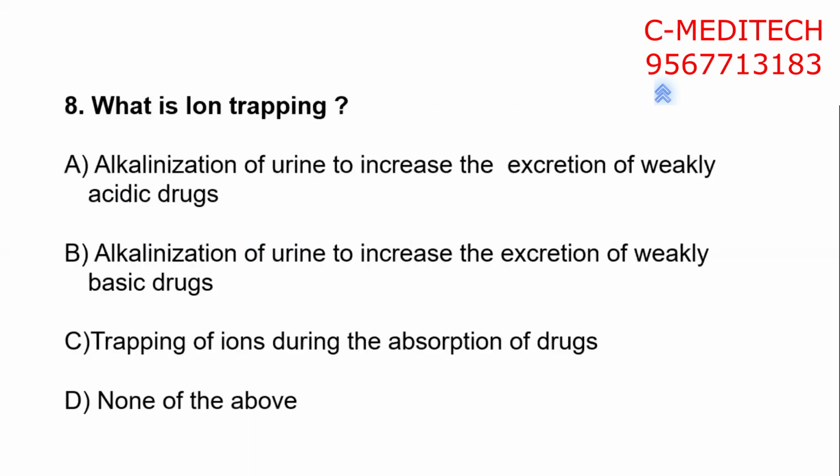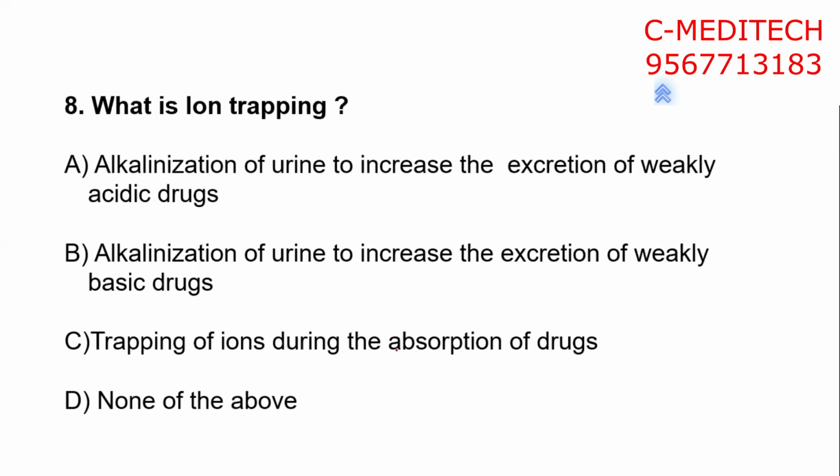So now coming to the next question, that is question number 8. What is ion trapping? So let's see the options one by one. We have option A, alkalization of urine to increase the excretion of weakly acidic drugs. Option B, alkalization of urine to increase the excretion of weakly basic drugs. We know ion trapping means something related to urine alkalization. And the only confusion is whether it is weakly acidic drugs or weakly basic drugs.